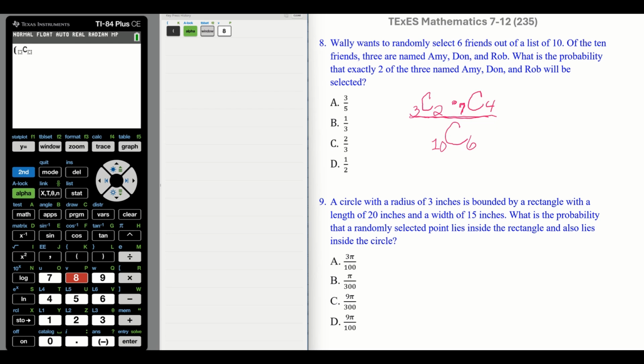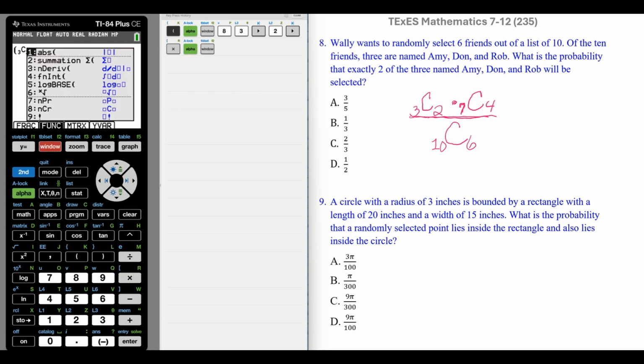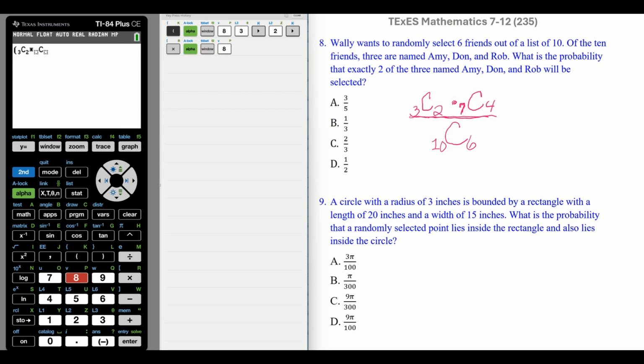Okay, and remember, this is a combination because we don't care when we select the friends where they're standing, what position they're in. So order does not matter. Times alpha window 8. Okay, we are not particularly selecting 7. And out of that 7, we need to get 4 more people.